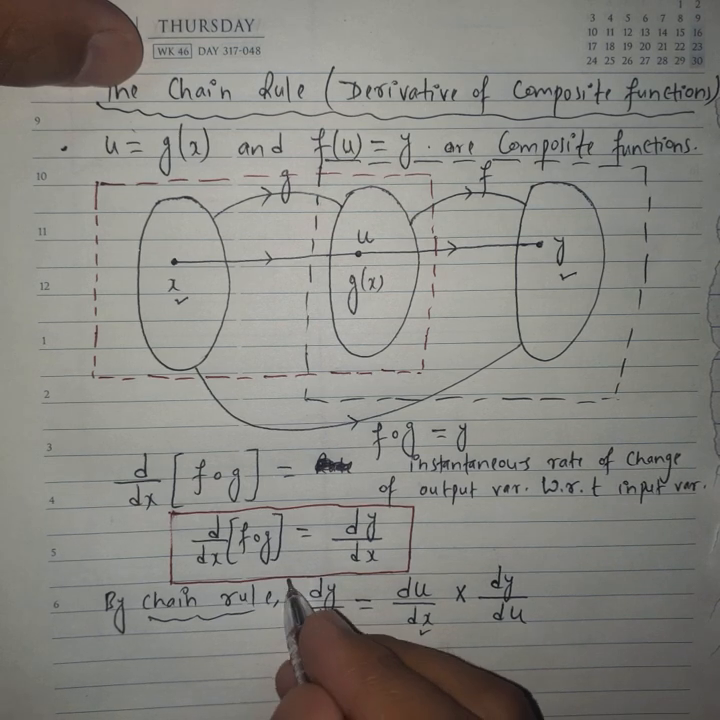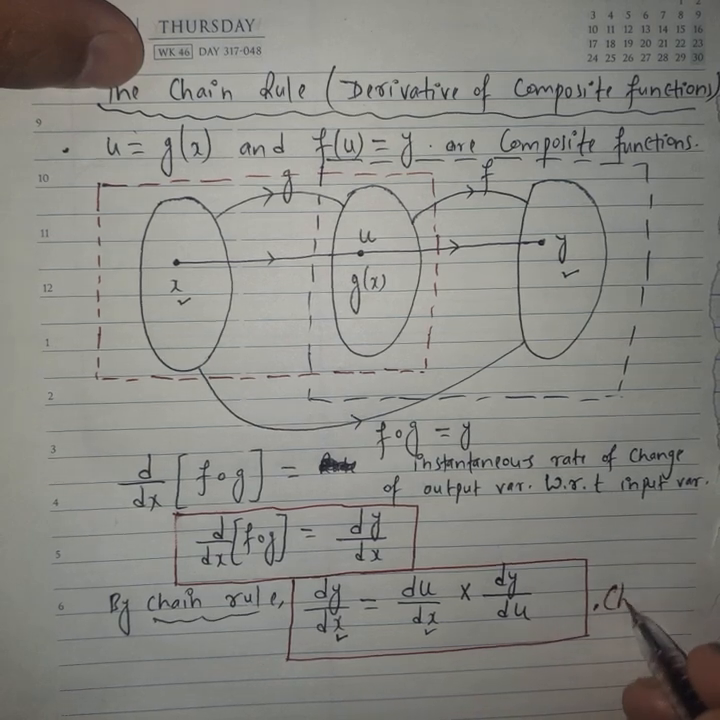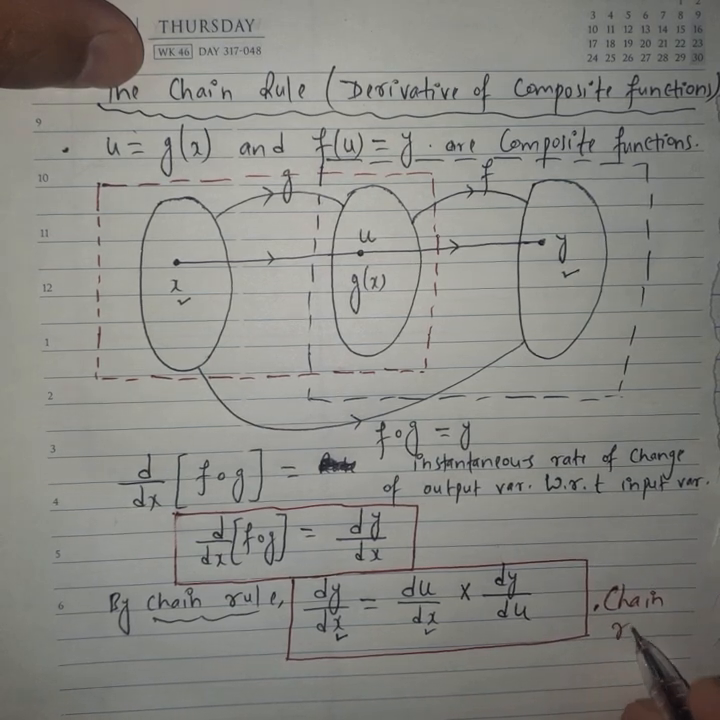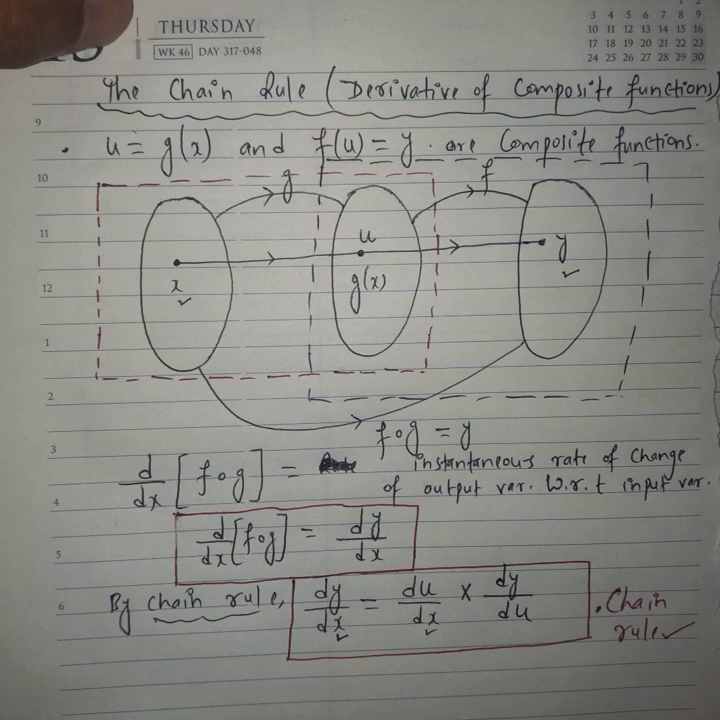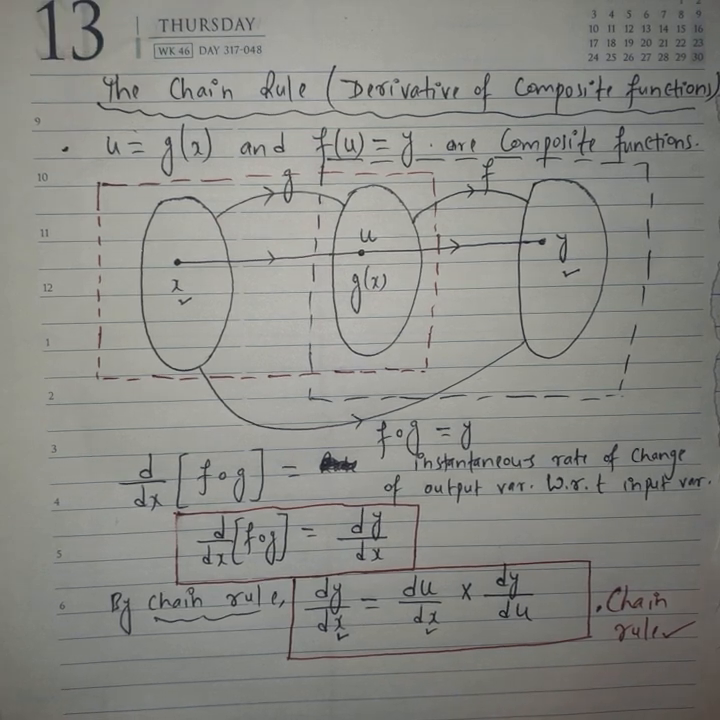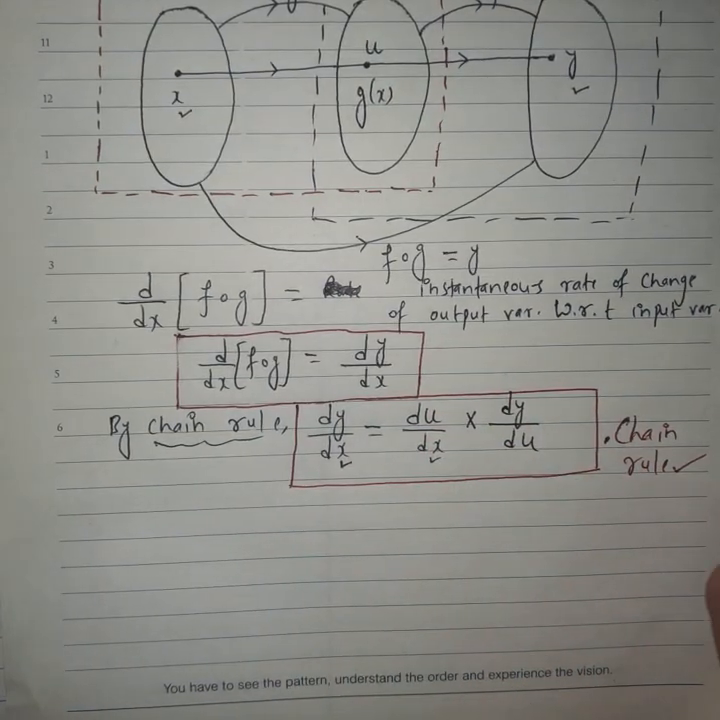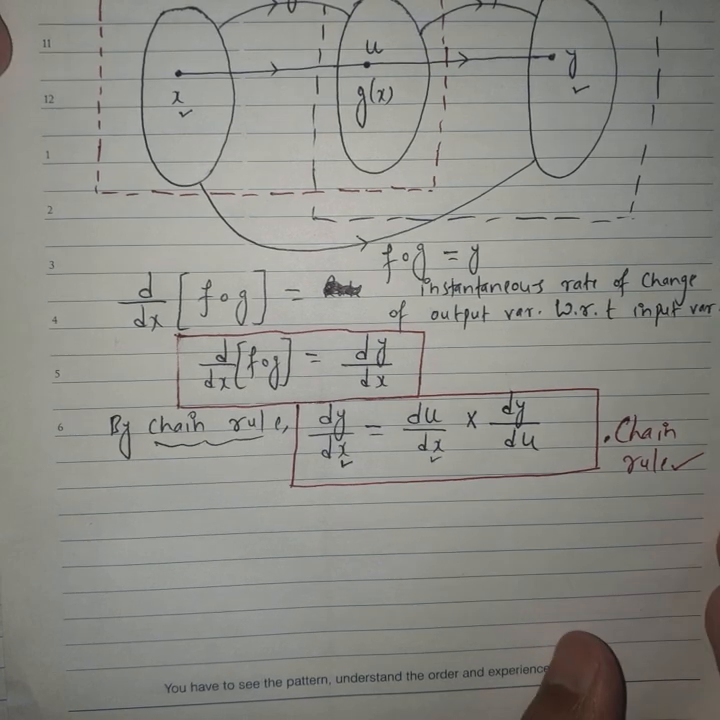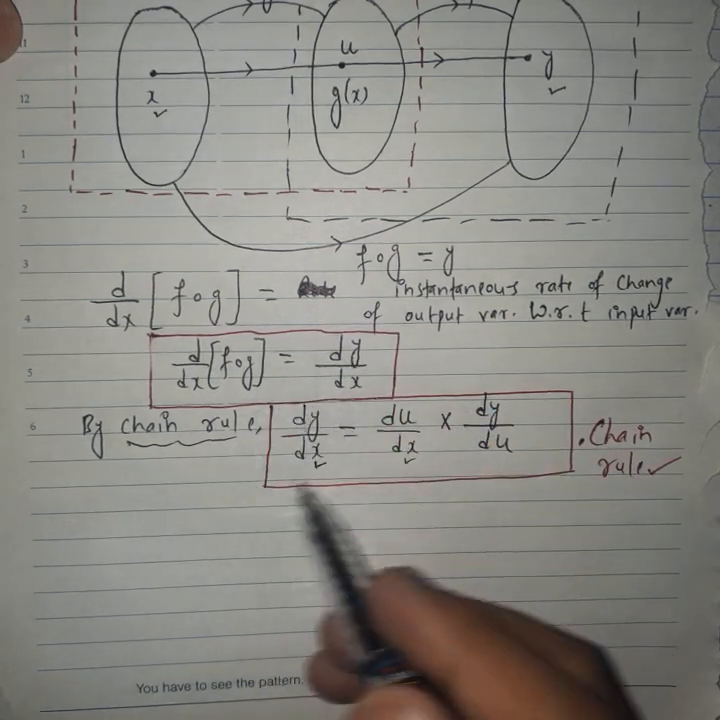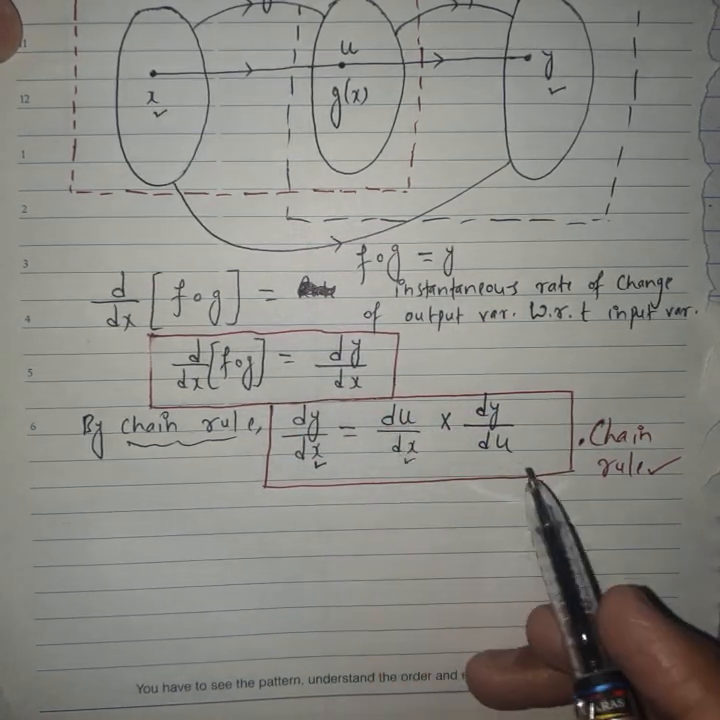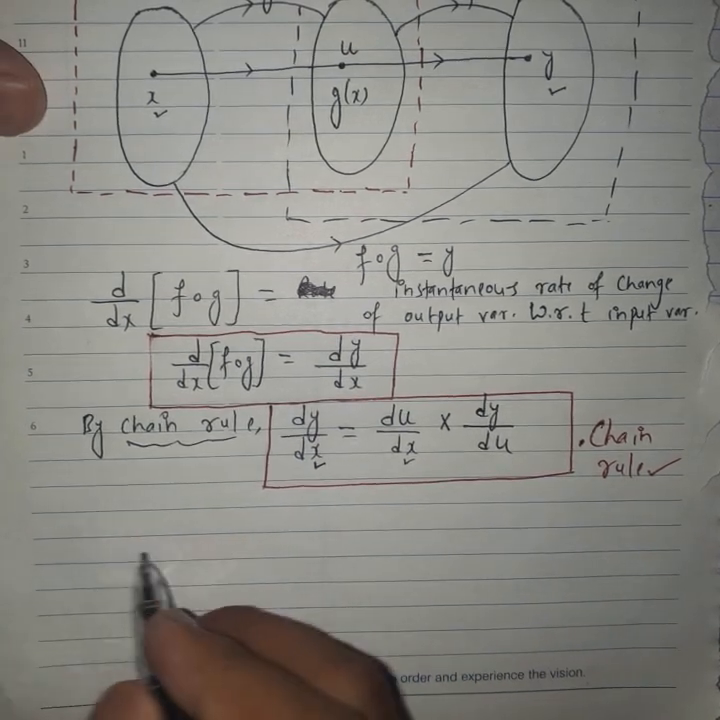This rule is called the chain rule. Here a chain is formed. This is called the chain rule. Please memorize this. This is the chain rule of differentiation. This is also called the derivative of the composite function. Here a composite function is taken, and we perform the differentiation of the composite functions, which is in product form.